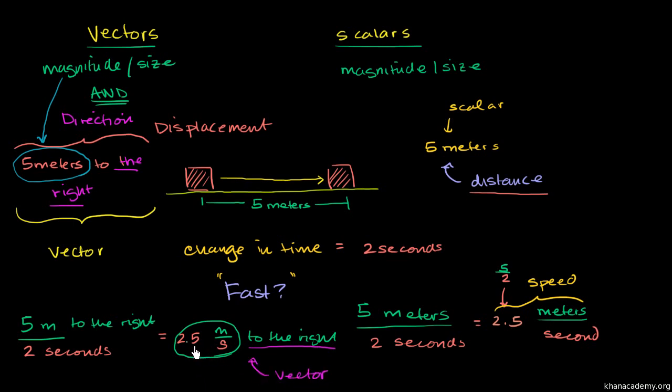When you specify both the speed, the 2.5 meters per second, which is a scalar, and the direction, you are talking about velocity. So an easy way to think about it: if you're thinking about change in position and you specify the direction of the change in position, you're talking about displacement. If you're not talking about the direction, you want the scalar version, you're talking about distance. If you're talking about how fast something is going and you give the direction that it's going in, you're talking about velocity. If you don't give the direction, you are talking about speed.